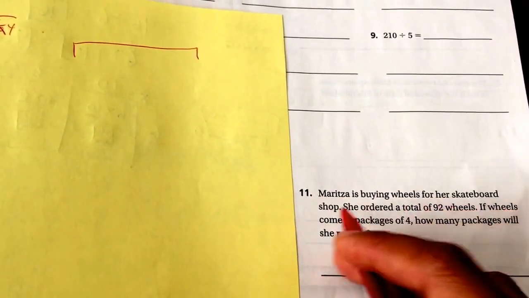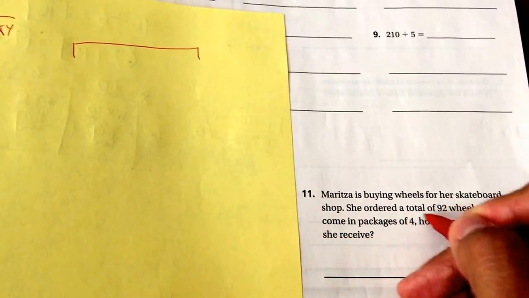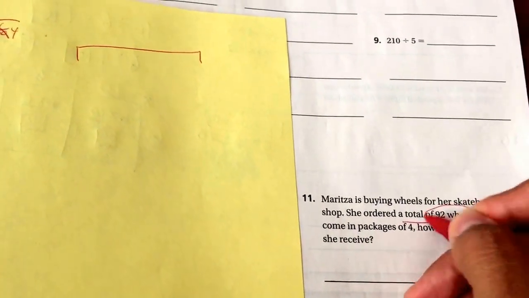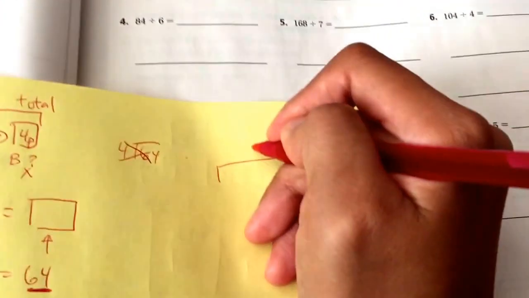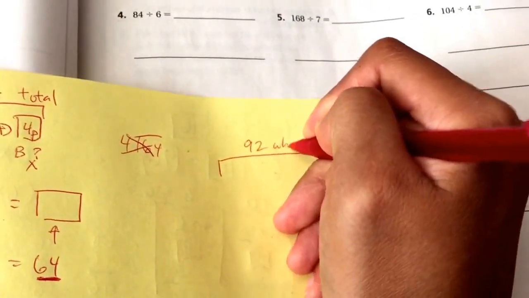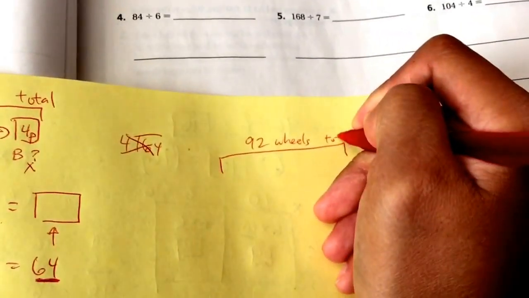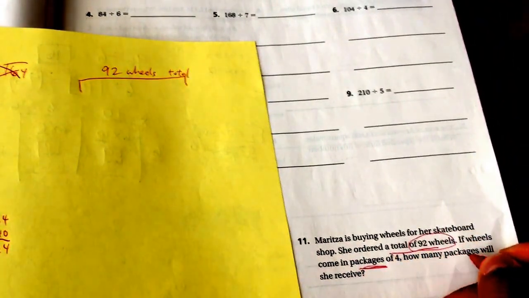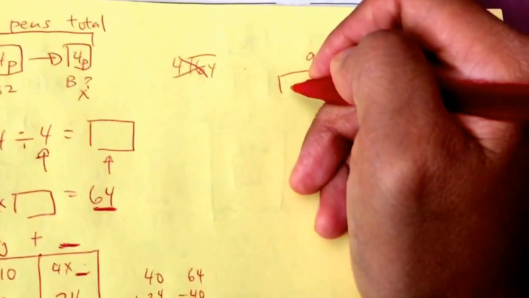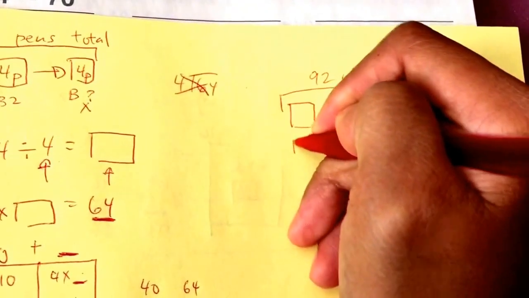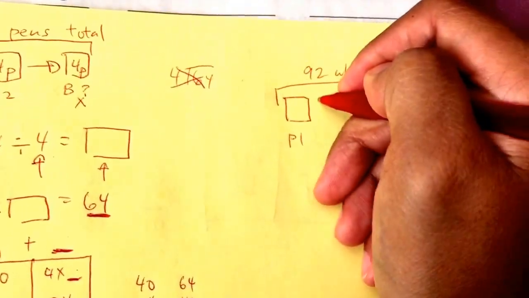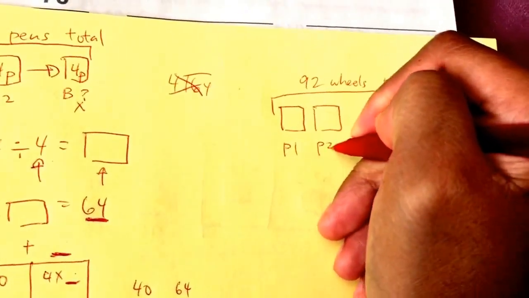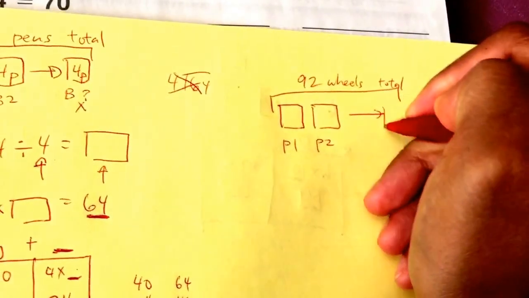Maritza is buying wheels for her skateboard shop. She ordered a total of 92 wheels. So they already told you that there's 92 wheels total. Now what's happening to all of these wheels is that they're going to come in packages of 4. How many packages will she receive? So here's the first box. And the first box is going to represent package 1. The second box is going to be package 2. And then they're going to keep going and going.